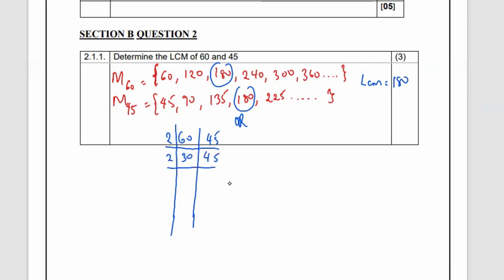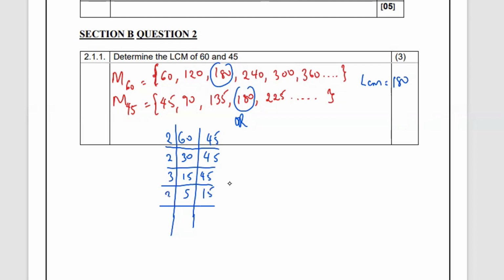Let me use 2 again. 2 can divide 30 to give me 15. My 45 is maintained. Then 2 cannot divide any of the numbers. I can use 3 as my next prime number. 15 divided by 3 is a 5. 45 divided by 3 is 15.